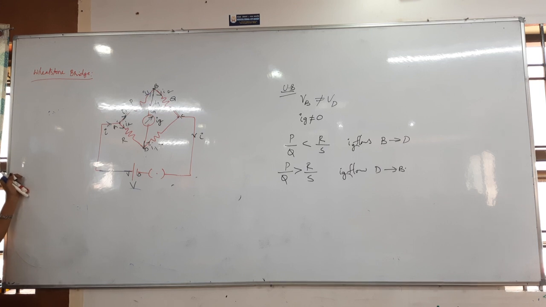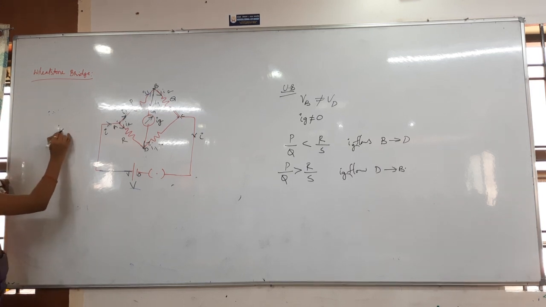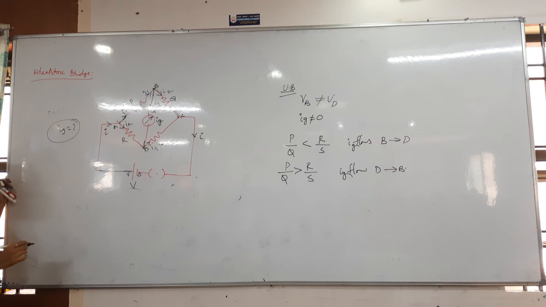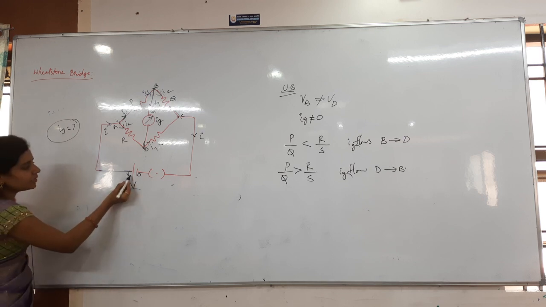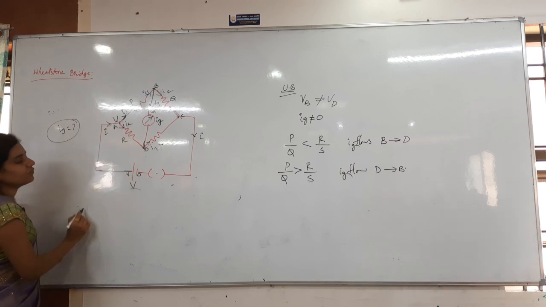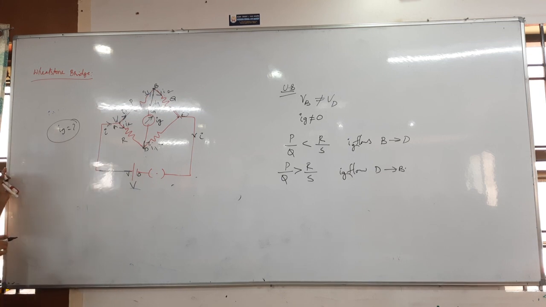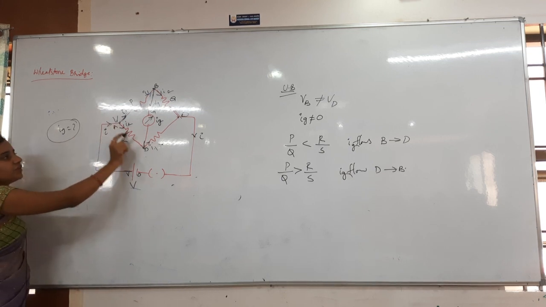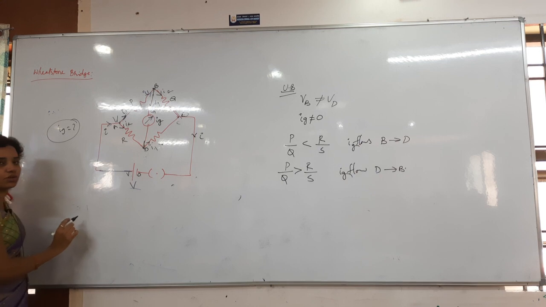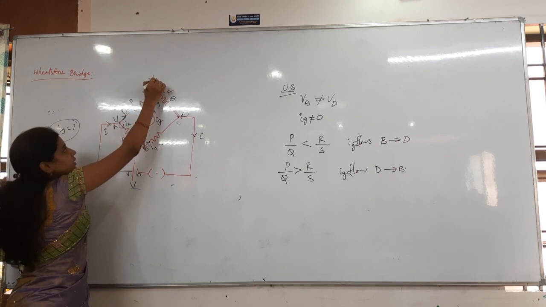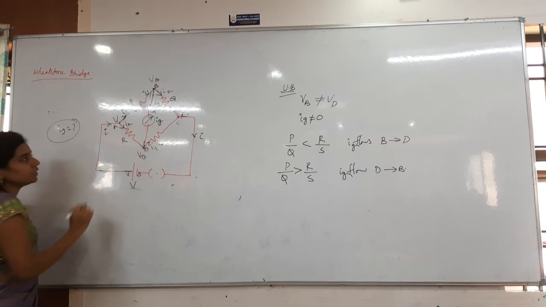Now the thing is, you have to find out the current Ig. First of all, you have to apply the nodal methodology for the point B and then point D. Now here the potential is V, means this is also how much? V only. This is 0, means this is also how much? 0 only. Now I have VA equals V and VC equals 0. Let me take VB and here VD.